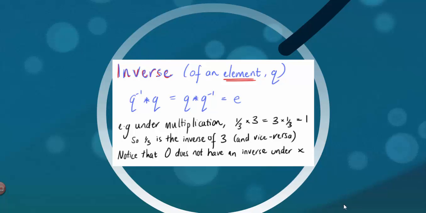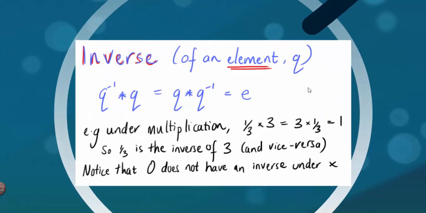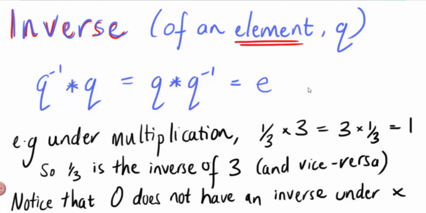The last concept that we'll look at in this video is the inverse, and here we're talking about the inverse of an element, which is not quite the same thing as when we talk about the inverse of a function. If we take an element q from our set, and if we denote the inverse of q by writing it with a superscript -1, then the inverse has to satisfy this property here. In other words, if you combine the inverse and the original element under the operation, then we recover the identity element.